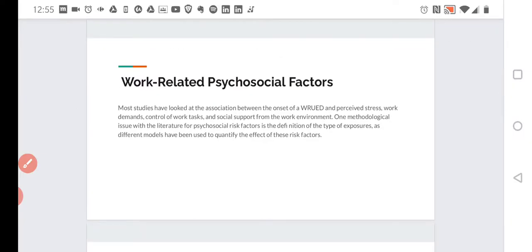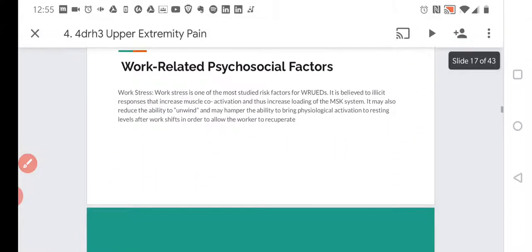And generally, as we already started to say, there is also a correlation with stress, work demands, control of work tasks, and social support. So other things that seem not important still are important. And the work stress: how stressed is the patient? How much stress is the worker under in the place of work? Whether he feels safe there. Things like that.